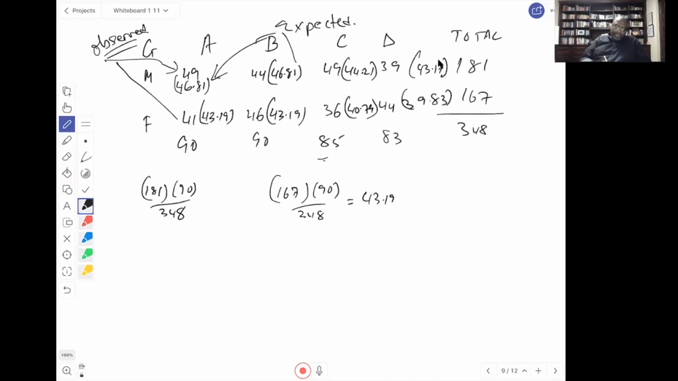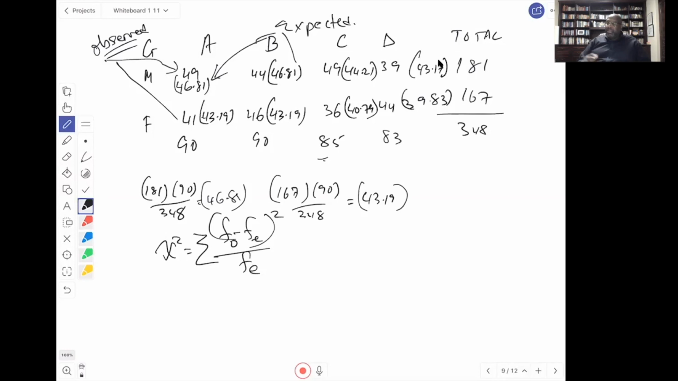And so the thing about it is that we now have to measure whether the expected frequencies are very different from the observed frequencies. So that's where chi-squared comes in. Chi-squared is given by the following formula. Observed frequencies, FO, minus the expected frequencies, FE, squared over FE. And then we add it all up. That's the formula that we use for calculating a chi-squared.